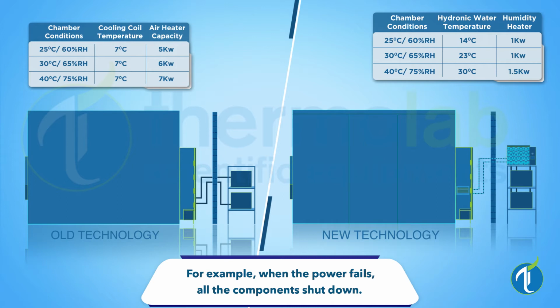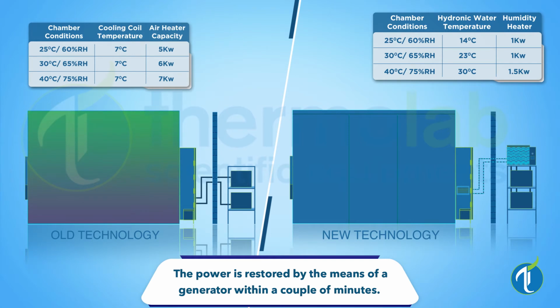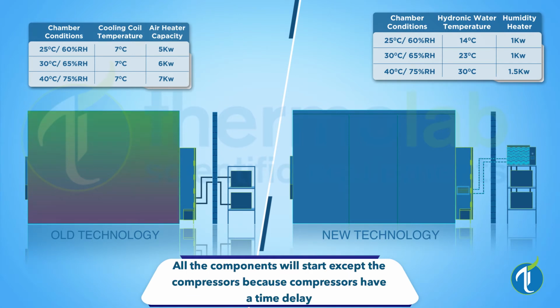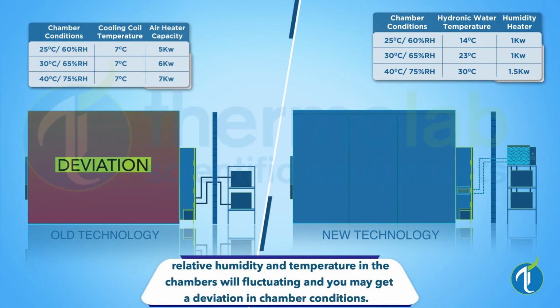For example, when the power fails, all the components shut down. The power is restored by means of a generator within a couple of minutes. All the components will start except the compressor because compressors have a time delay protection of 3 to 4 minutes. In these 3 to 4 minutes, the humidity inside the chamber will rise and hence the temperature and humidity will increase inside the chamber and you will get a deviation.